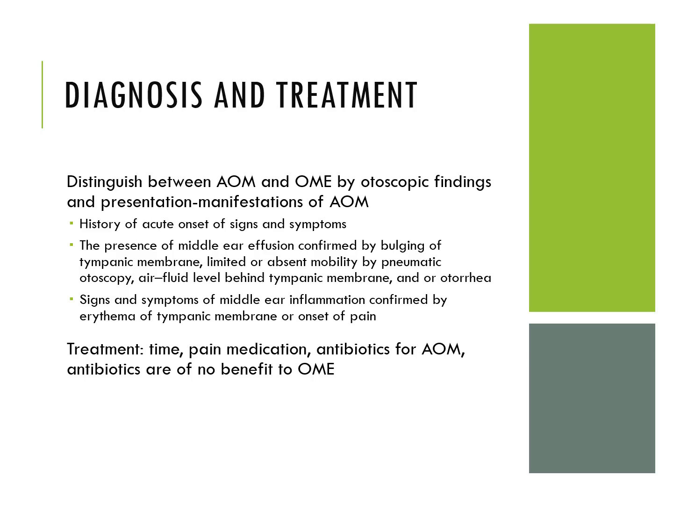So looking also at things like a history of acute onset of signs and symptoms, that would be more indicative of AOM than OME. We also look for the presence of middle ear effusion, and that can be confirmed by a bulging tympanic membrane, limited or absent movement on pneumatic otoscopy, or seeing air or fluid levels behind the tympanic membrane, or drainage from the tympanic membrane itself. And we'll also usually see erythema, or redness, of the tympanic membrane at onset of pain. So those are, again, things that are acute signs.